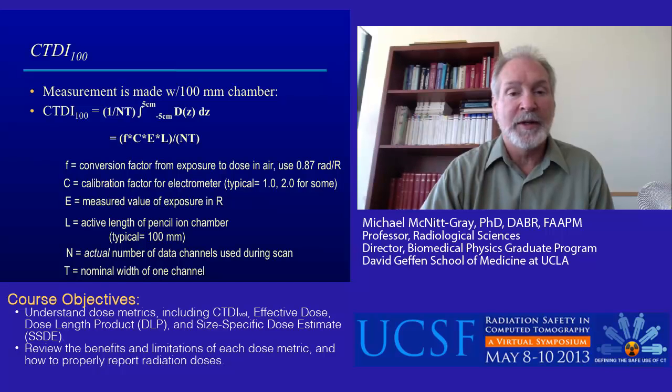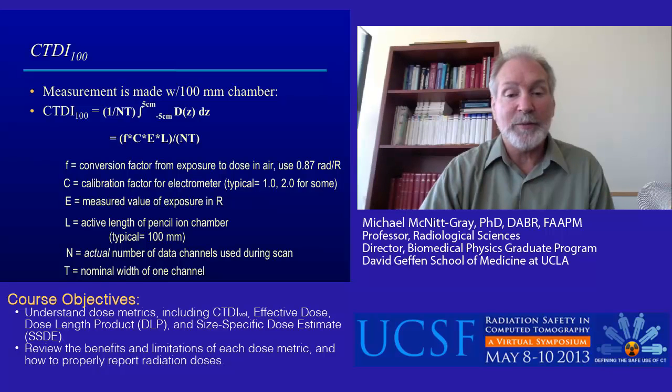So CTDI 100 is a dose in air measure, and that typically uses 0.87 rad per Roentgen, or the appropriate value for milligray per Roentgen. C is the calibration factor for the electrometer. It's typically around 1, though it can be higher depending on the electrometer and the ionization chamber combination being used. E is then the measured value of the exposure in the ionization chamber in either Roentgen, or if it's properly scaled, in milliroentgen. L is the active length of the pencil ionization chamber, which is typically 100 millimeters.